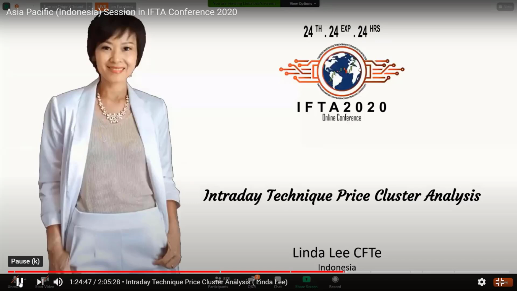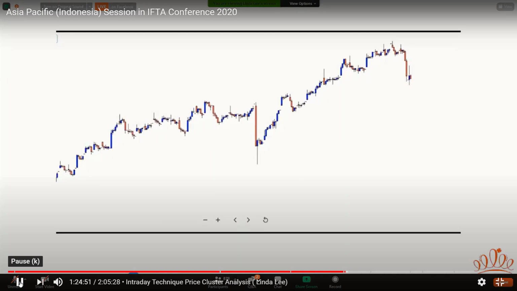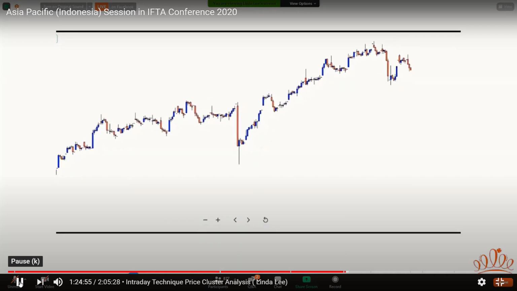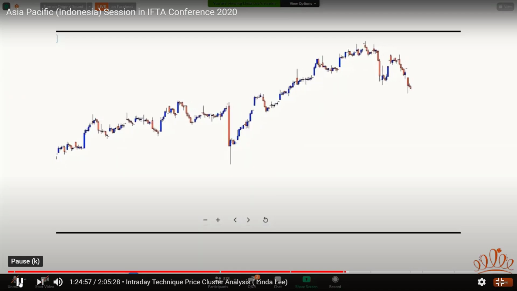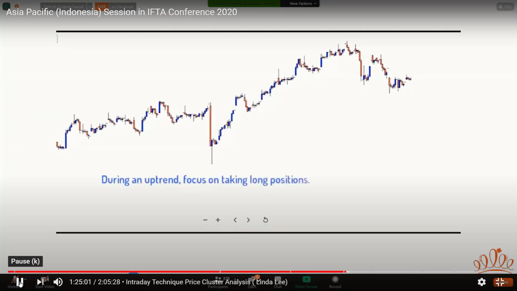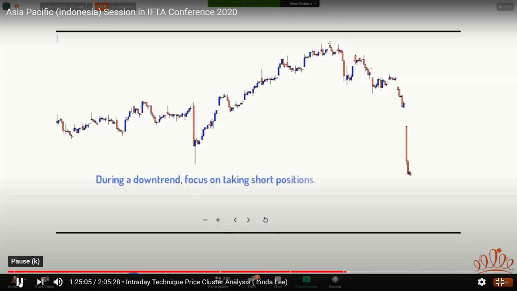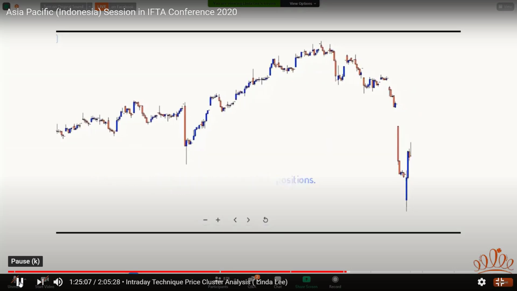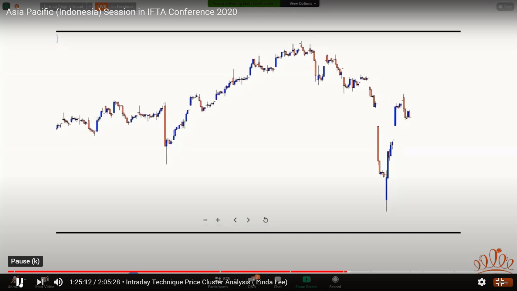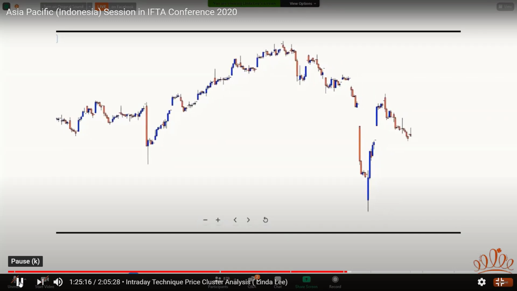Day trading strategies are essential when you are looking to capitalize on frequent and small price movements. The market always moves in trend. During an uptrend, focus on taking long positions. During a downtrend, focus on taking short positions. Intraday trends do not continue indefinitely. Trades can be made before a reversal occurs.